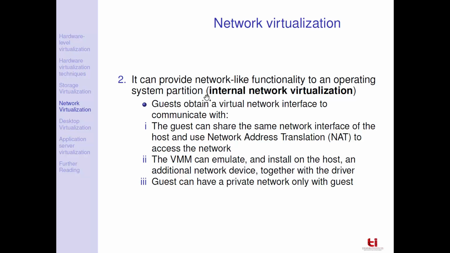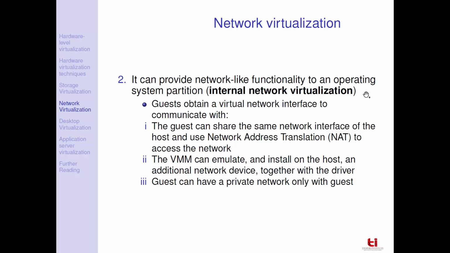Another part of network virtualization is that it can provide network-like functionality to an operating system partition. This is called internal network virtualization. So what happens with this? Guests obtain a virtual network interface to communicate with. First, the guest can share the same network interface of the host and use network address translation to access the network. Second, the VMM can emulate and install on the host an additional network device together with the driver. Third, the guest can have a private network only with the guests. So let us look at what this is.